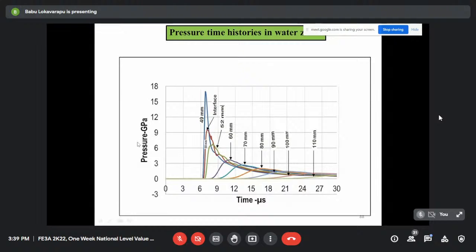Now you see pressure variation. We are doing pressure variation in water now. So it started with 50. Of course, 50 is within the explosive, not in water, but shown for comparison. So it is showing up to 49, just inside the outer periphery of the explosion. Then the interface is shown. Then you see 52. Once it crosses the interface, the pressure value is going down. You see, going down, going down, going down.